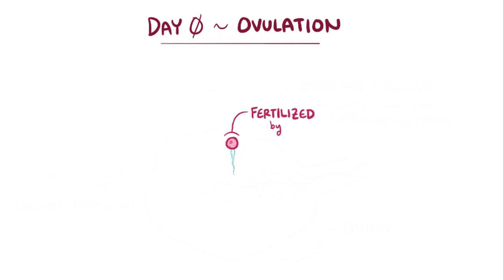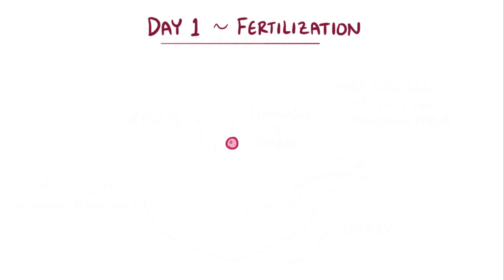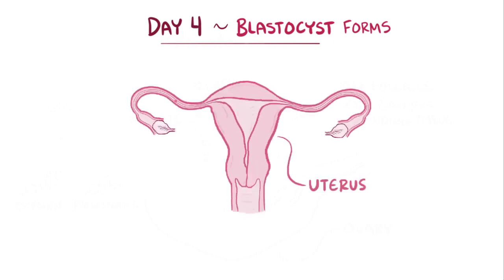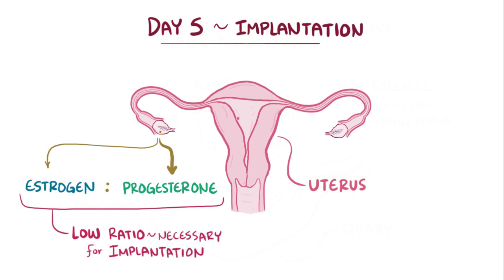Normally, the egg gets fertilized by sperm within 12 to 24 hours to form a zygote. So let's say that fertilization happens a day later, on day 1. Almost right away, cells start to divide over and over until there's a ball of cells called the blastocyst on day 4. The blastocyst typically floats around inside the uterus for another day before it finds a specific spot to implant on day 5. Around this time, the corpus luteum makes a lot more progesterone relative to estrogen, and the low estrogen to progesterone ratio is necessary for implantation.